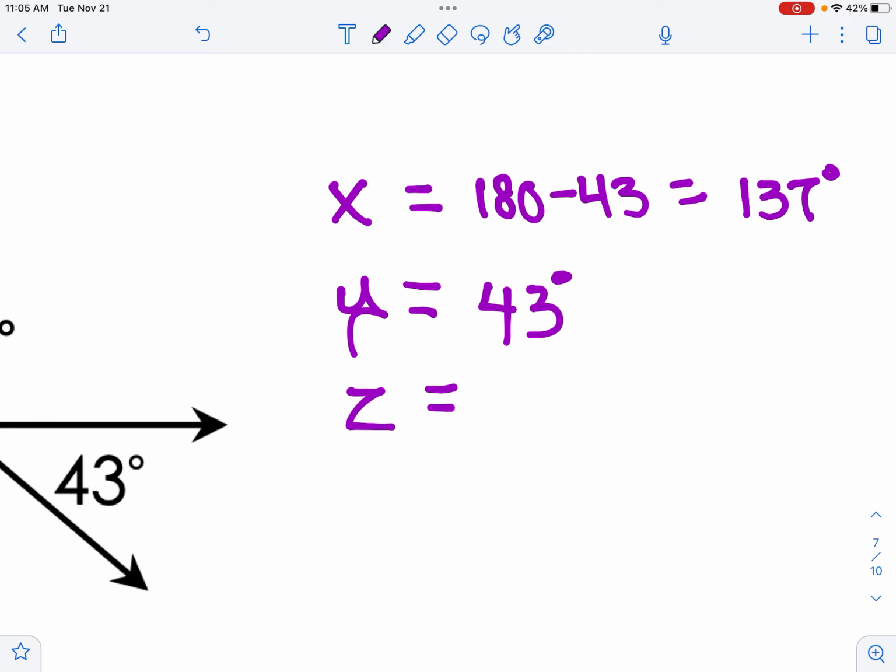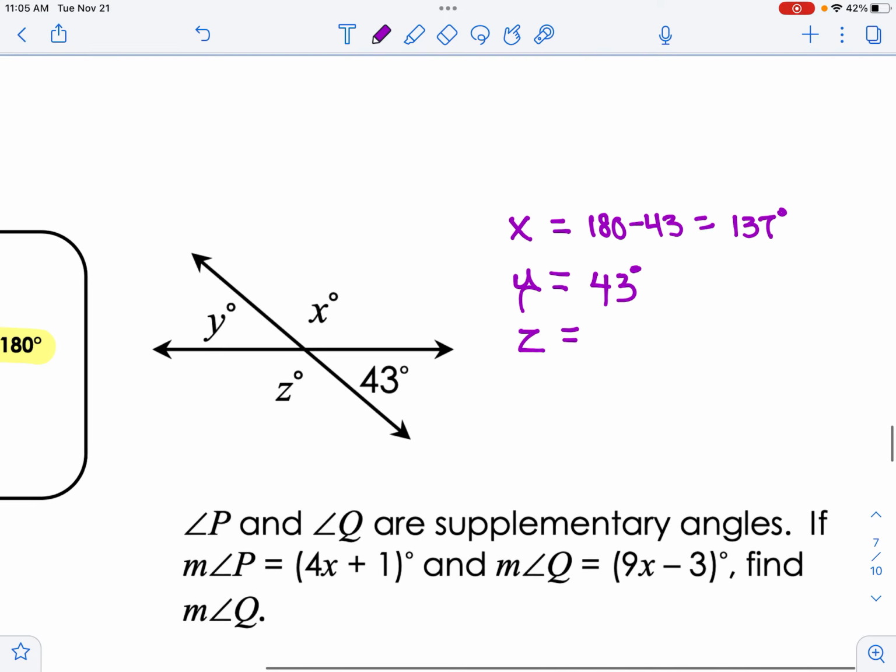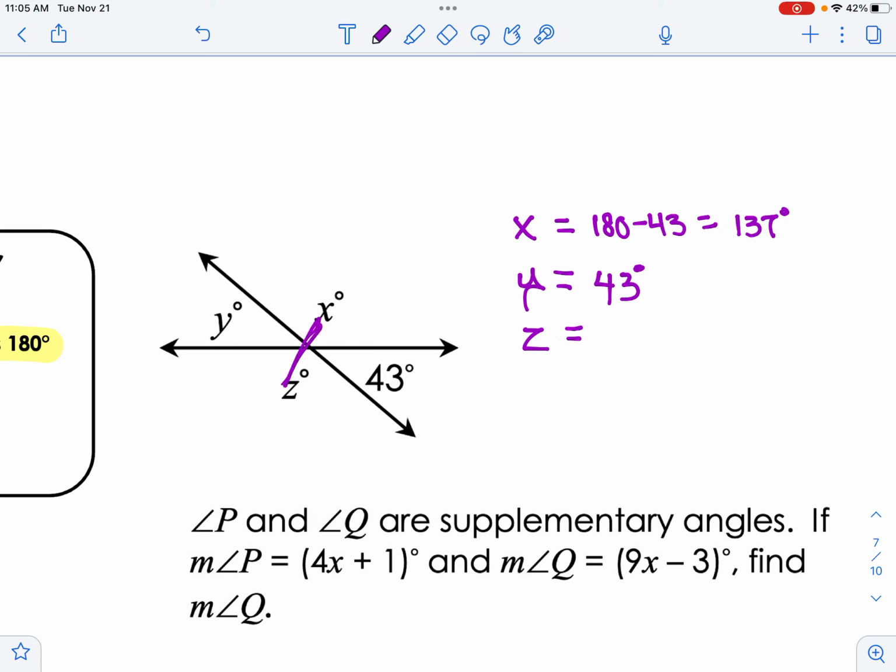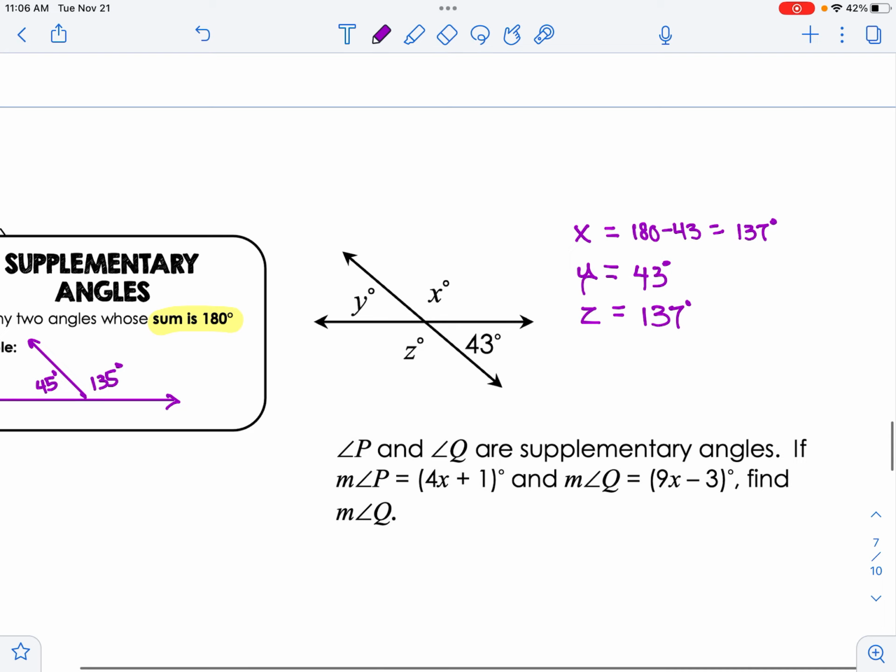Okay, so now if that's 137, I know that these are vertical angles. They have to be the same. So that means Z is 137 as well. So just by knowing a little bit about vertical angles, linear pair, and supplementary, we can figure out all three of those angles.